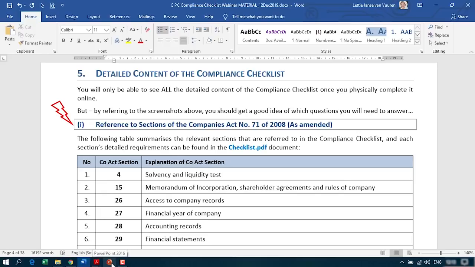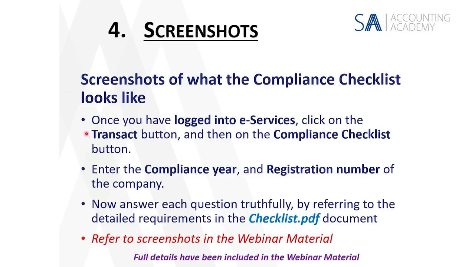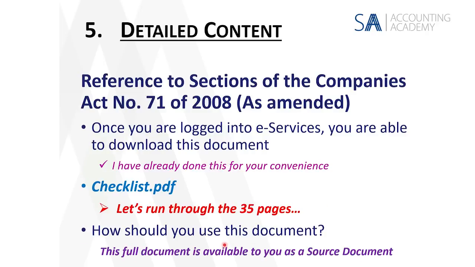We've done all the screenshots here, and I've shown you the checklist.pdf. That's the 35-page document, and we've looked at the screenshots. Now let's go and have a look at the detailed content. This is where we've got reference to the sections of the Companies Act. So you are able to download this document. I've done it for you already. There's your checklist.pdf. And I said very briefly, let's run through the 35 pages.